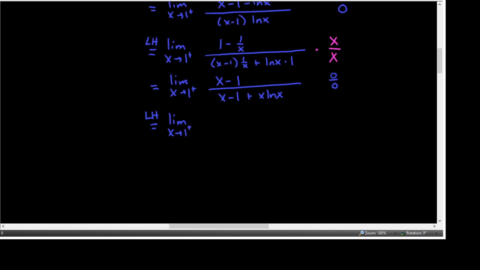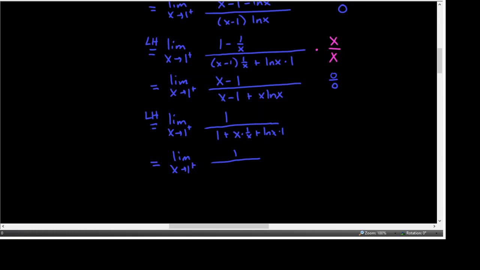Okay, the derivative of the numerator leaves 1. The derivative of the denominator leaves 1, minus 0, plus the derivative of x ln of x. So that's going to be first function times the derivative of the second function plus the second function times the derivative of the first function. And let's clean that up a little bit so we can see what is what.